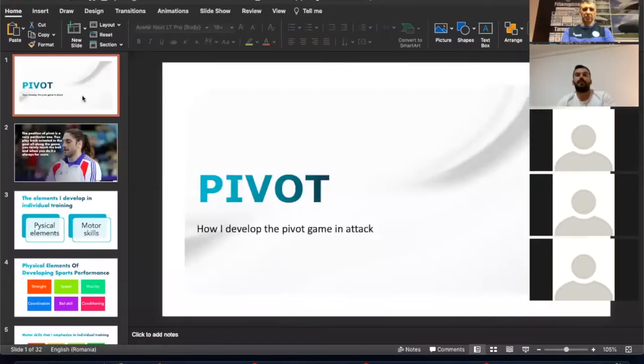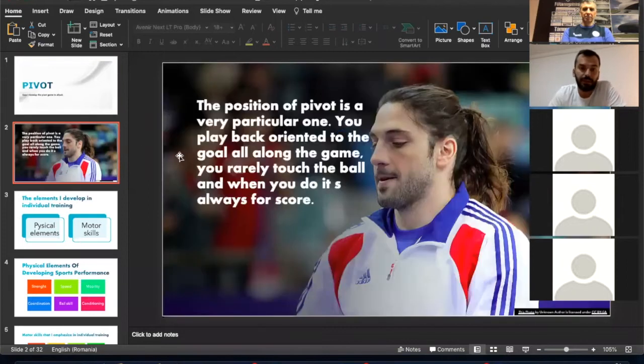So, pivot. I'm going to present how I develop the pivot game in attack from my point of view, and I share what Bertrand Gilles said: the position of pivot is a very particular one. You play back oriented to the goal all along the game. You rarely touch the ball, and when you do, it is always to score.